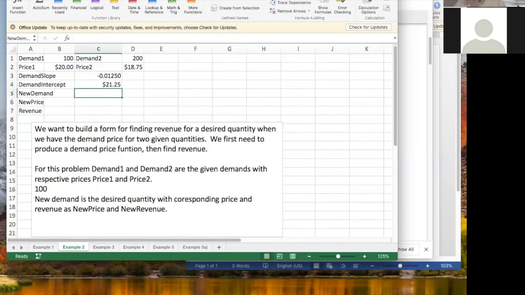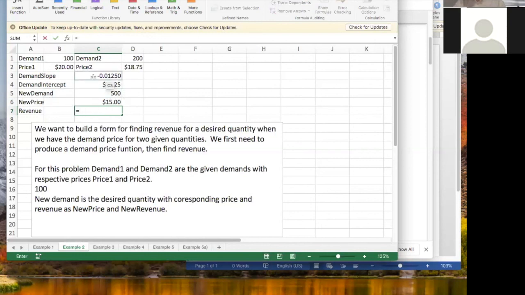And that gives me a new price. My new demand, I'm going to just say, suppose I'd like to sell 500 units. I want to know what the price is. My new price is equal to the slope times the new demand, in slope-intercept form, plus the intercept. And so what that says is, to get my demand up to 500, I've got to drop my price to $15.